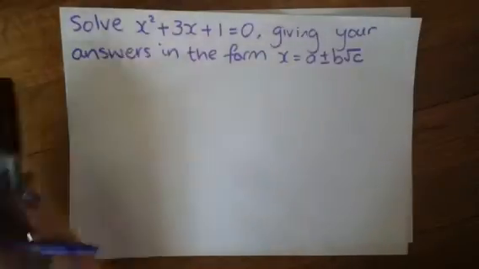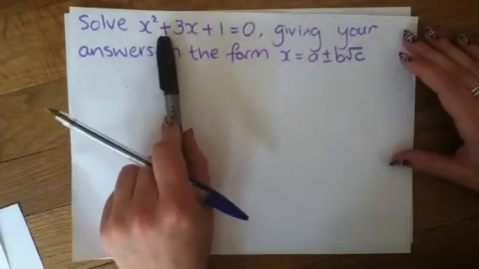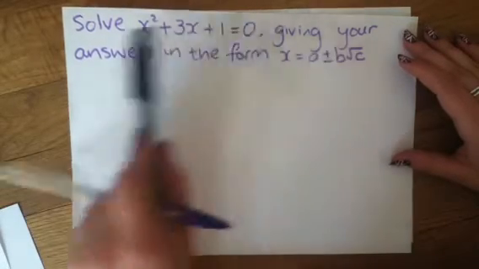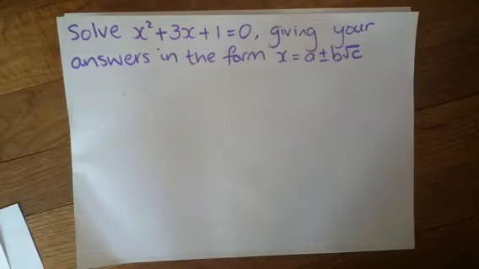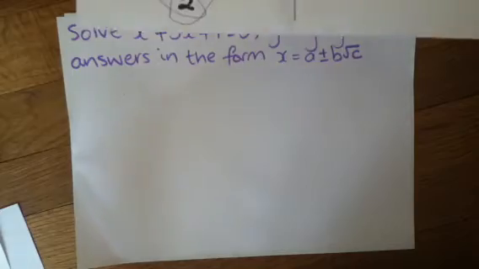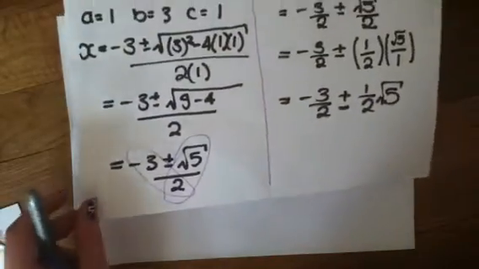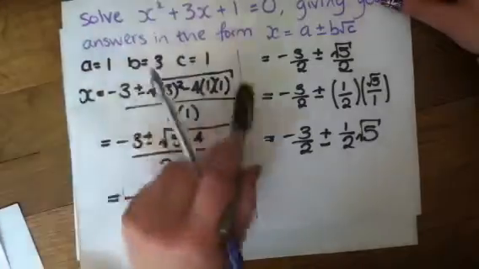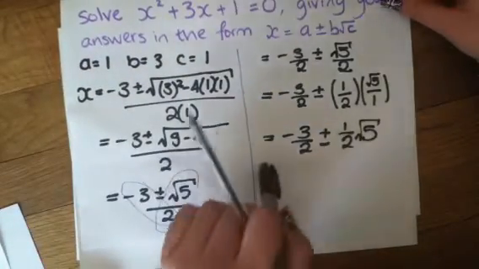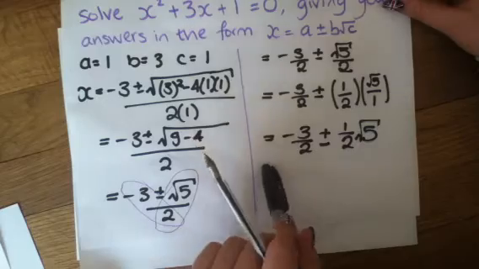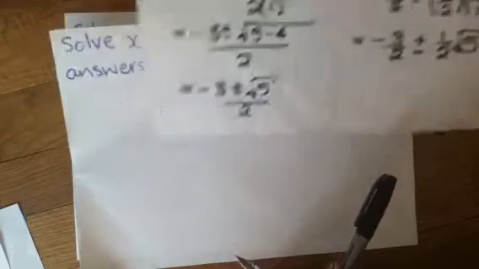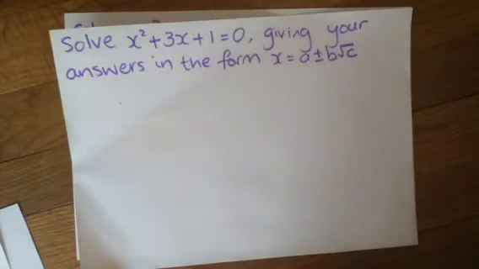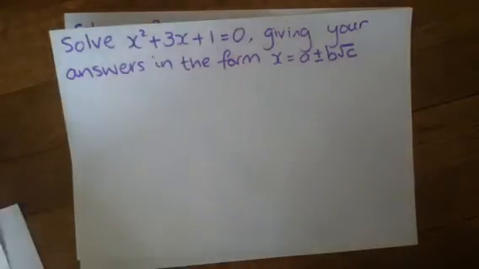So we're going to look at an example. Solve x squared plus 3x plus 1 equals 0, giving your answers in the form x equals a plus or minus b root c. We solved this one in the first video on solving quadratic equations using the quadratic formula, but we will still want to end up with the same answer. This is the answer we're going for here: minus 3 over 2 plus or minus a half of root 5. But instead we're going to use the completed square form. First we need to get it into the form of the completed square.